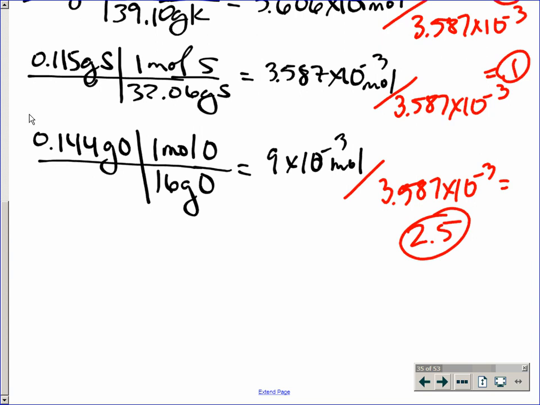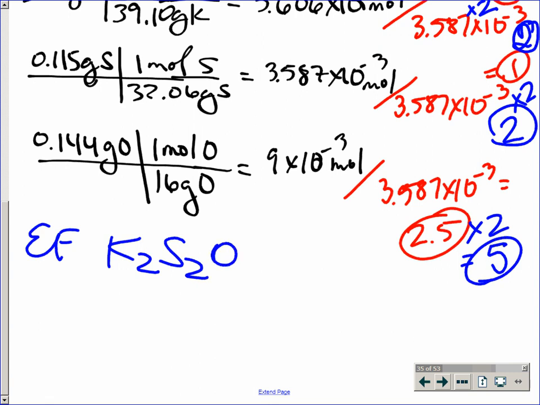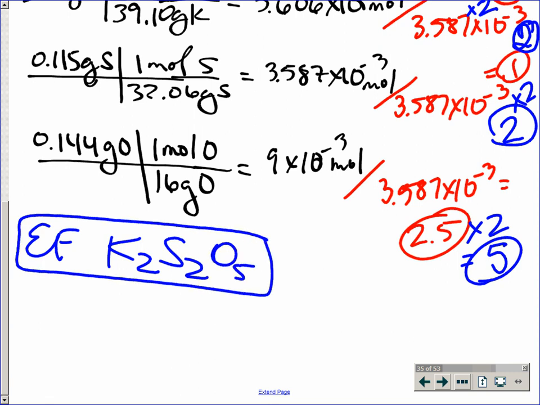All right, so the ratio right now, and this is the right ratio, is 1 to 1 to 2.5. But we can't put 2.5 as a subscript, so we can't skew the ratio. We have to keep the ratio the same. That's why we multiply them all by 2, including the top one. So this is 5, this is 2, and the top one is 2 as well. So what is the EF? K2, S2, O5. All right, now we have the EF, and we can work through this.